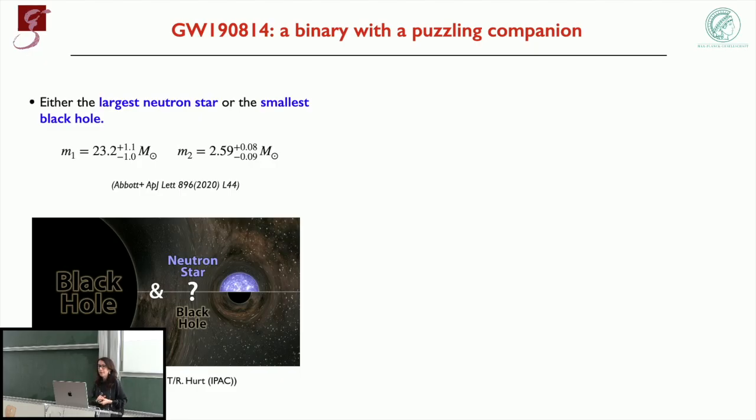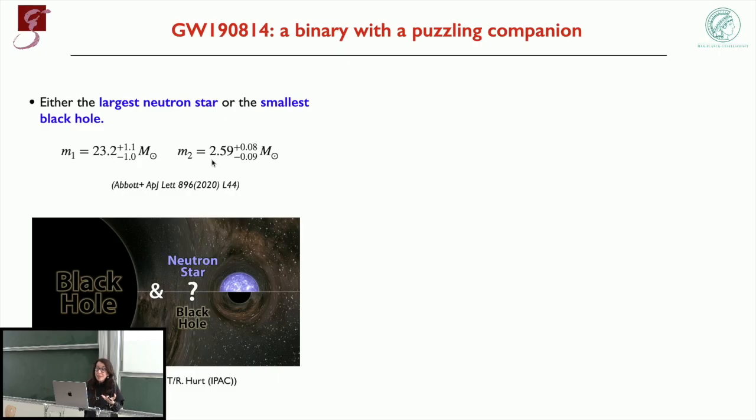Okay, let me show you some results. So the first event that I wanted to highlight was discovered, as I told you at the beginning, on the 14th of August 2019. This was an interesting event because there is a lot of asymmetry in the masses. One is 23 times the mass of the Sun, and the other is around 2.6. And from what people know from nuclear physics and neutron stars, it's very difficult to have a neutron star with a mass larger than 2.2, 2.3 solar masses.